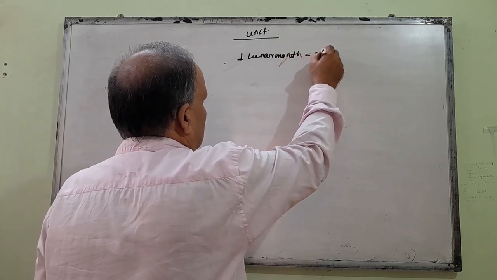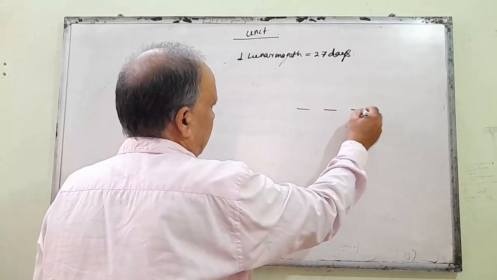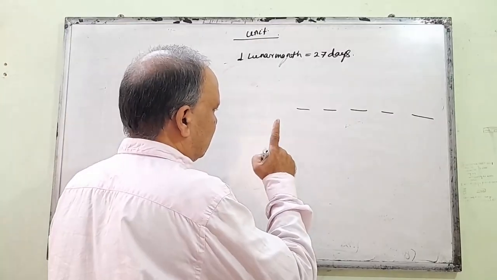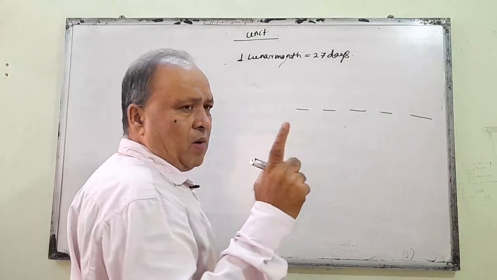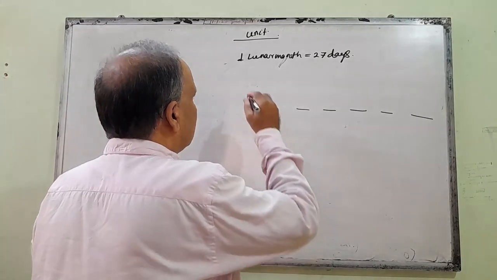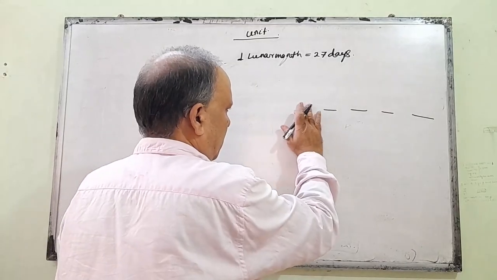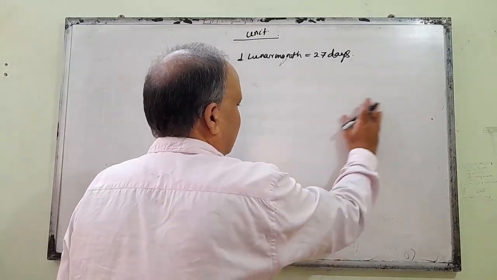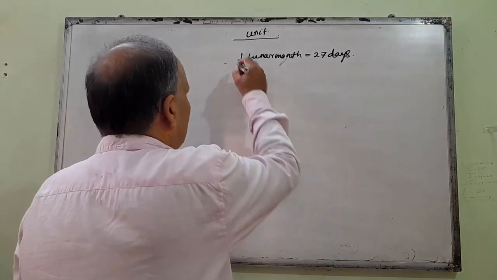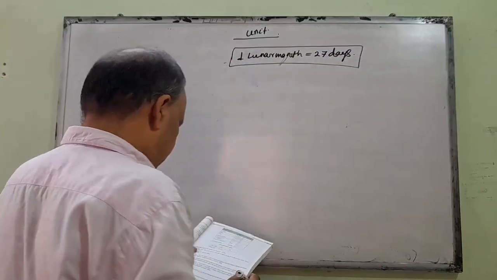is equal to 27 days. You know, there are 27 nakshatras, and in each nakshatra, the moon remains for 1 day. So, in that view, we can say one lunar month is equal to what? 27 days. But we consider it as, with some calculation, 1 month is equal to 30 days. But actually, one lunar month is equal to what? 27 days.